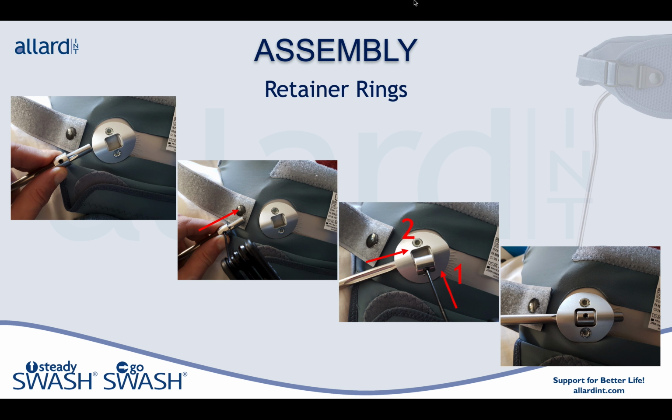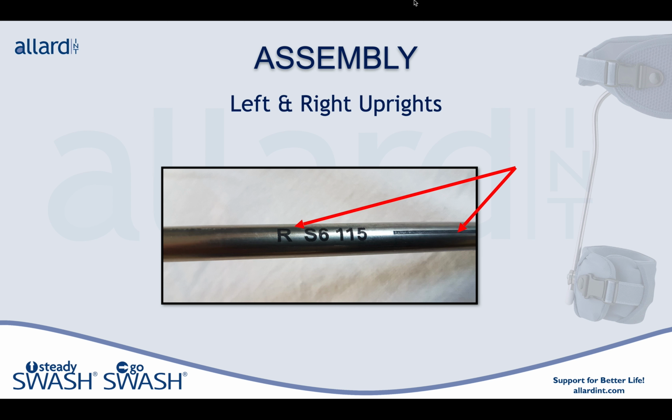We remove the retaining ring from the upright. We put it inside the joint assembly in the posterior section. We then slide the upright through the retaining ring and tighten it down. Here you can see that the upright is marked right, size 6, 115 degrees. The blue line is just to use as a reference point when you're doing the adjustment height of the cuffs to make sure they're symmetrical on both sides.